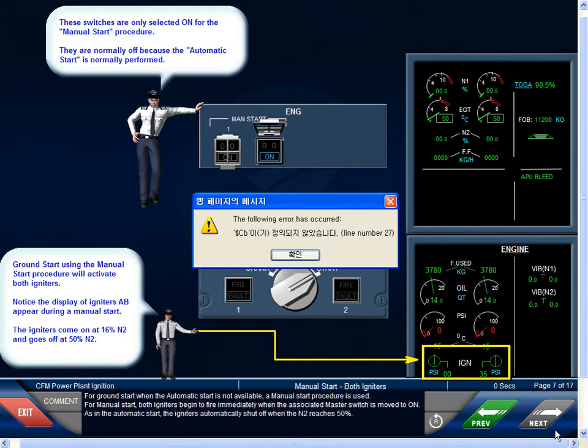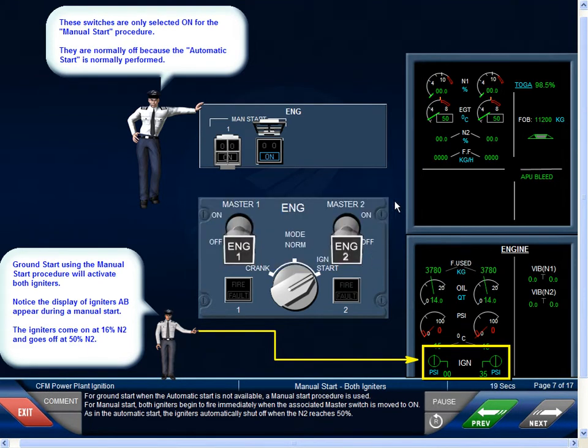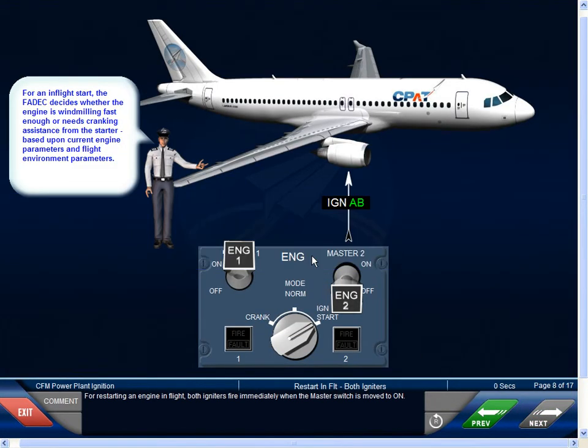For ground start, when the automatic start is not available, a manual start procedure is used. For manual start, both igniters begin to fire immediately when the associated master switch is moved to on. As in the automatic start, the igniters automatically shut off when the N2 reaches 50%. For restarting an engine in flight, both igniters fire immediately when the master switch is moved to on.